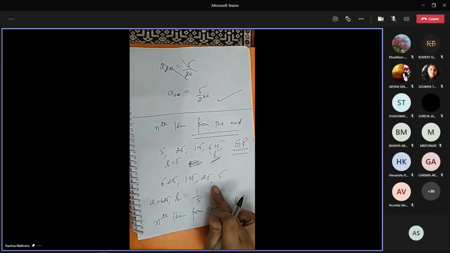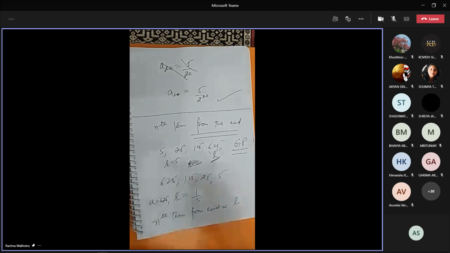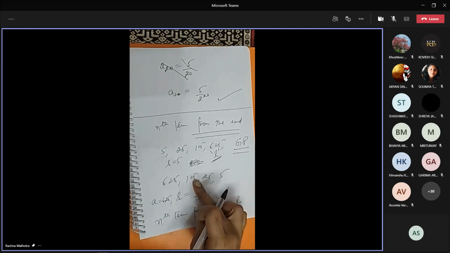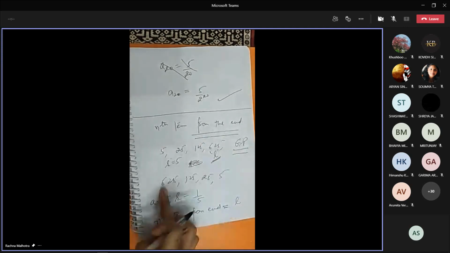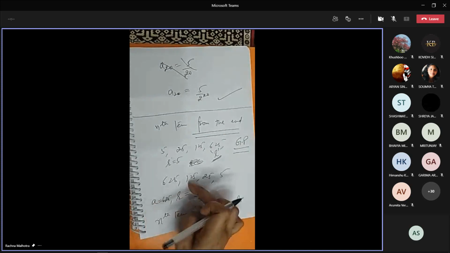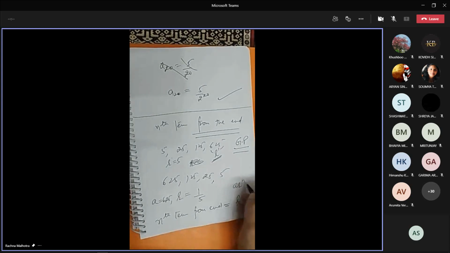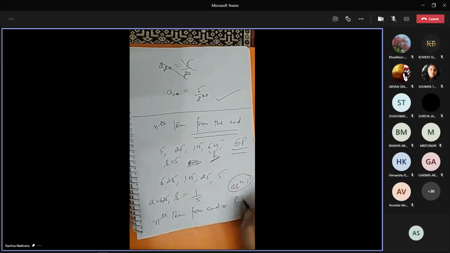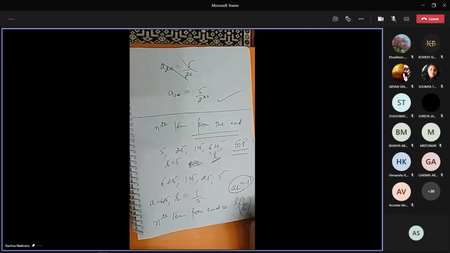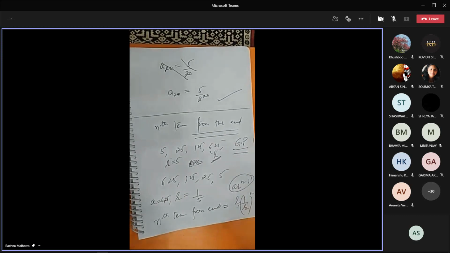But if I'm finding any term from the end, now we will study from the end, so I'm making the GP like this: 625, 125. So now what is A? A equals L. In the formula A R to the power n minus 1, in place of A I will write L, and R is converted into 1 by R. So this is the formula for the nth term from the end. Should I repeat?